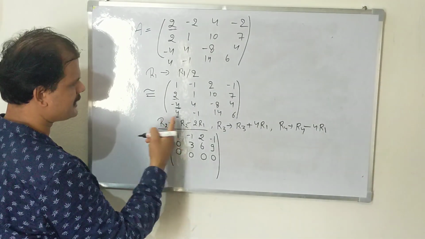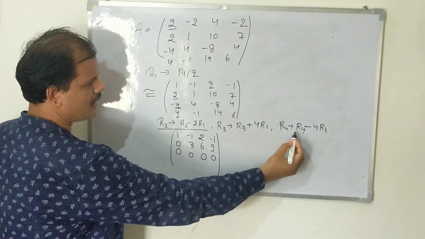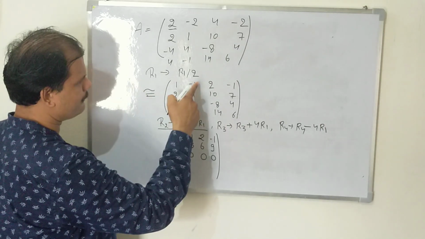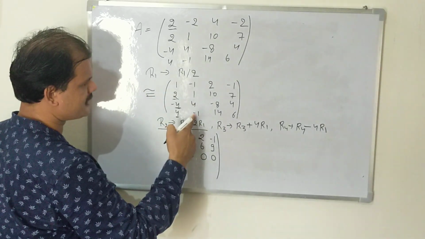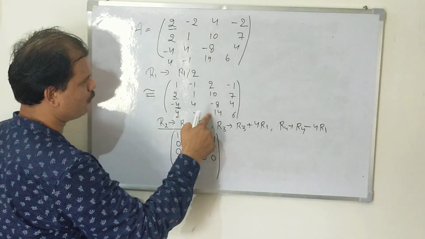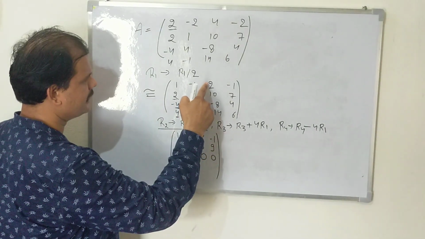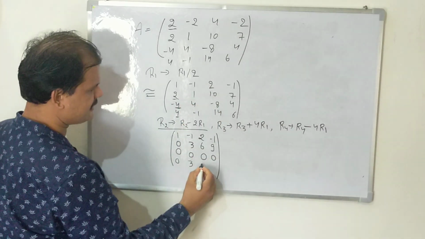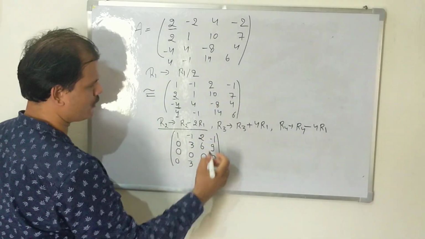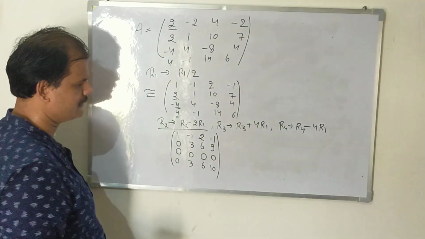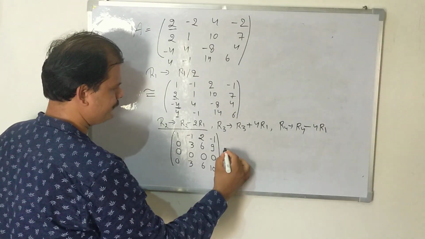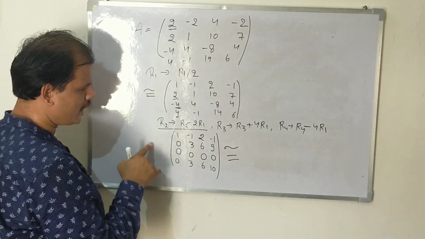And the fourth row, let us see, R4 replaced by R4 minus 4R1. So this is 0. And we multiply by 4 here, so minus 4, so minus 1 plus 4, we get 3. 14 minus 8, so we have 6 here. And 6 plus 4, so we have 10 here. Fine. So this is your matrix. Now the third row is 0.